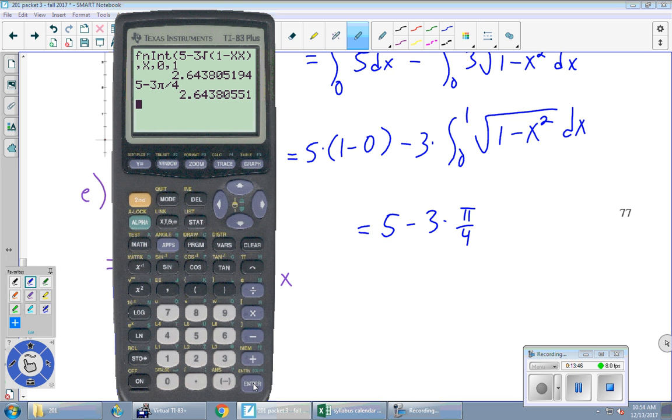Which answer is more accurate? Top or bottom? The bottom, 5 minus 3 pi over 4, is the right answer. This is the best decimal approximation the calculator can give us. Here, there is some error because it's using only 1,000 rectangles and not infinitely many rectangles. There's not a lot of error. Where does it first change? I guess it's this digit right here. We have a 5, they have a 1. So it's not bad, but every time you type in this FNINT, there's bound to be error because it's just approximating.